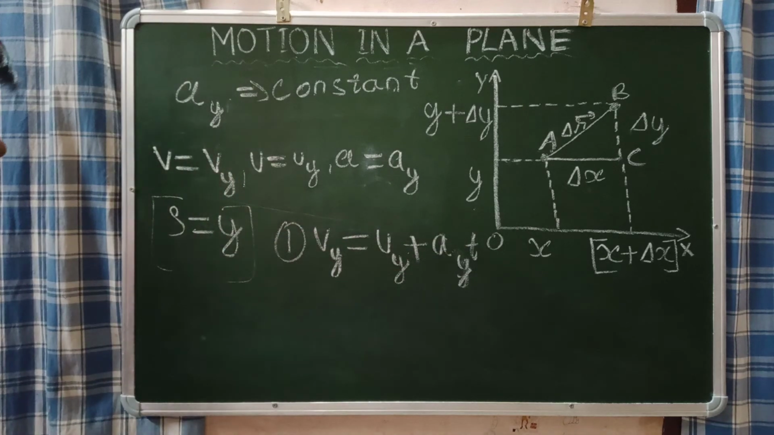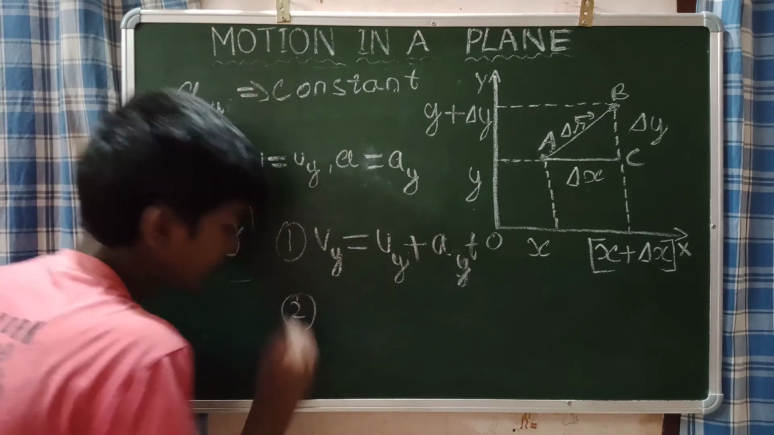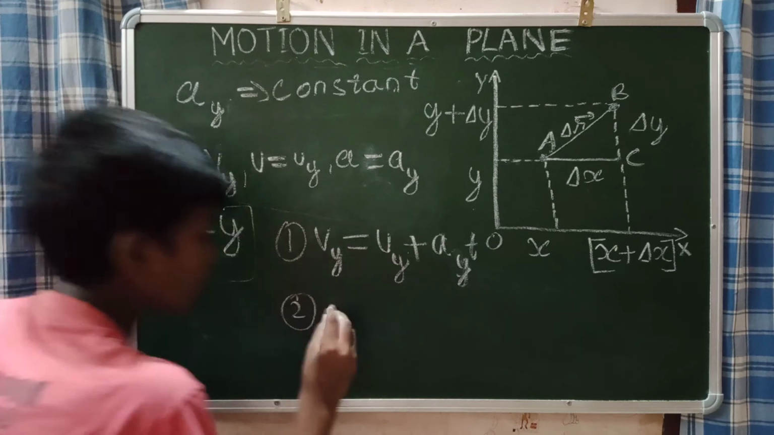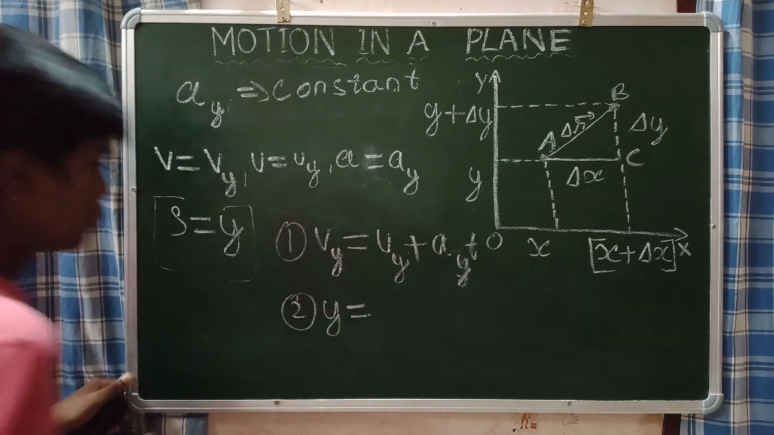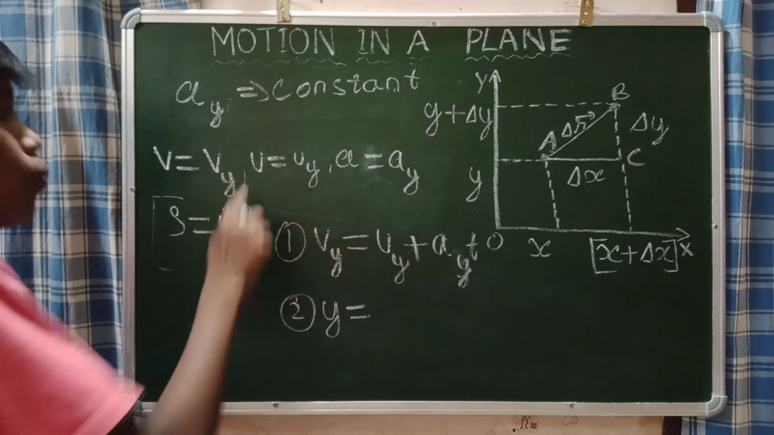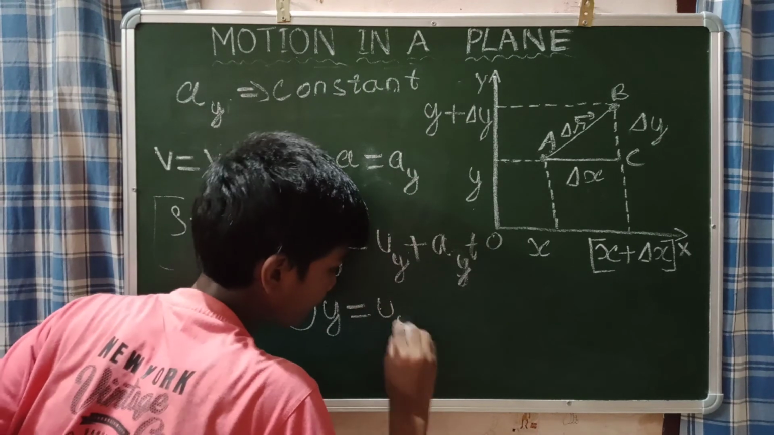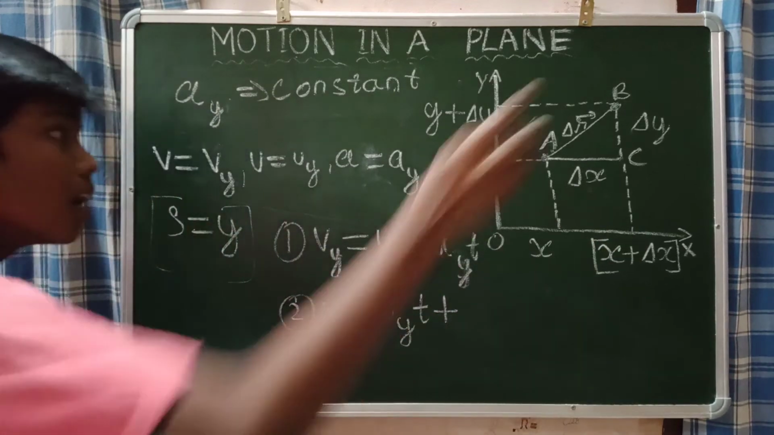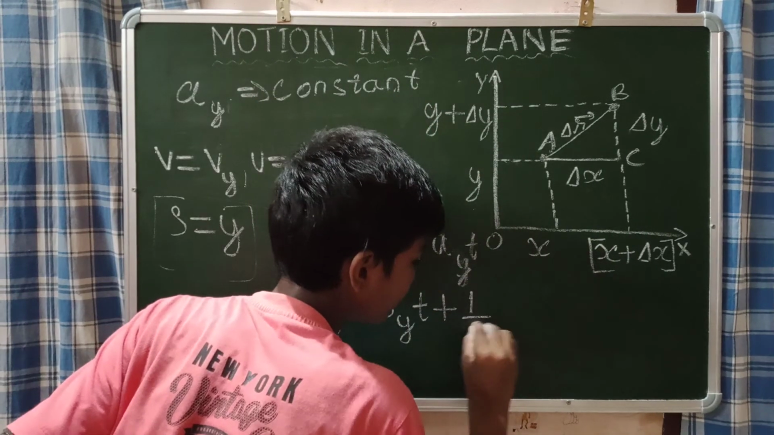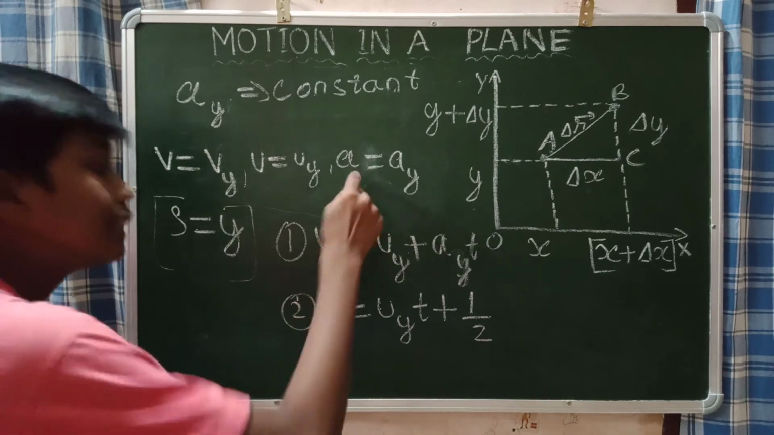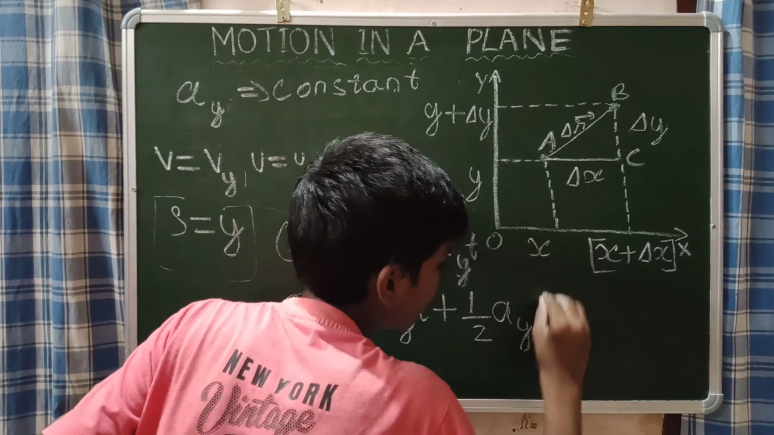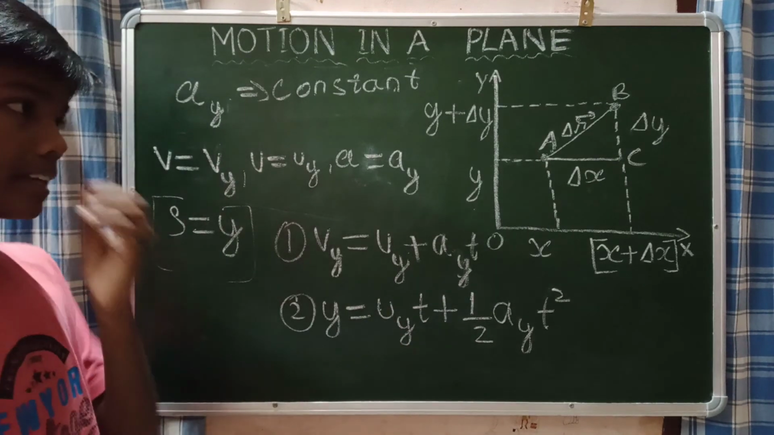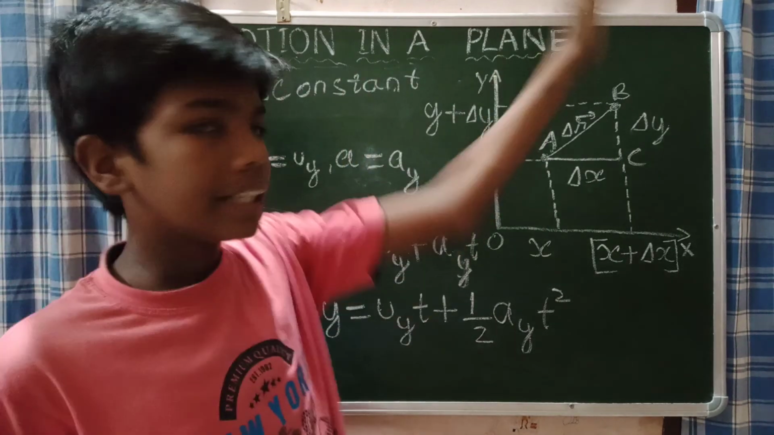Okay, now let's deal with the second equation. The second equation is s is equal to ut plus half at square. Here s is equal to y. So y is equal to ut plus half at square. What is the initial velocity? u of y. So u of y into t, plus half at square. That means half into the acceleration based on the y component, that is a of y, into t square. This will be the second kinematic equation for the y component of motion in a plane.